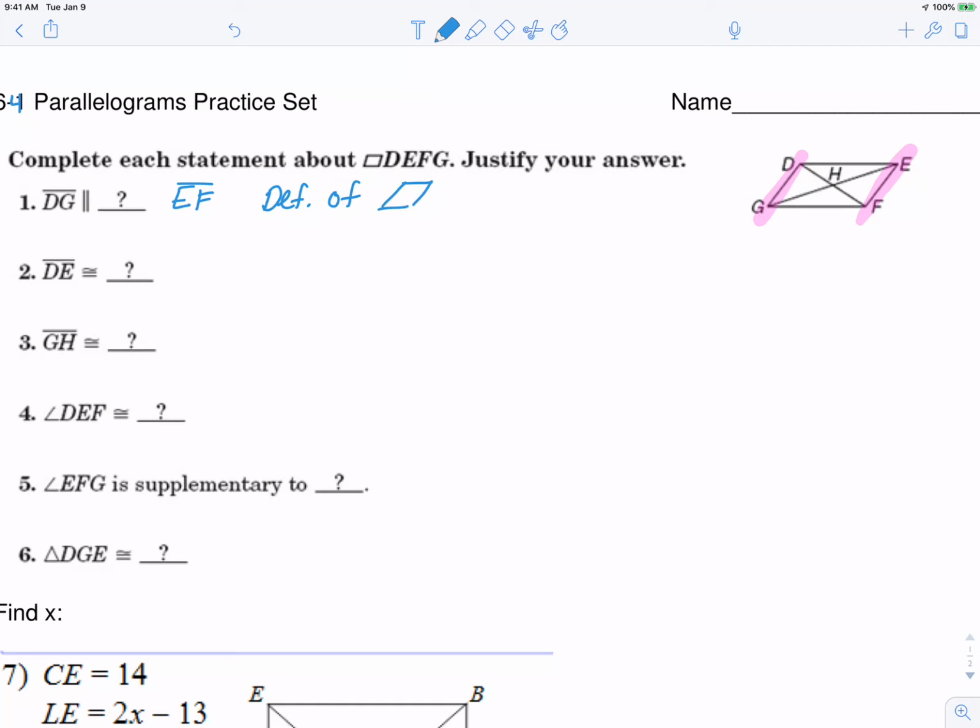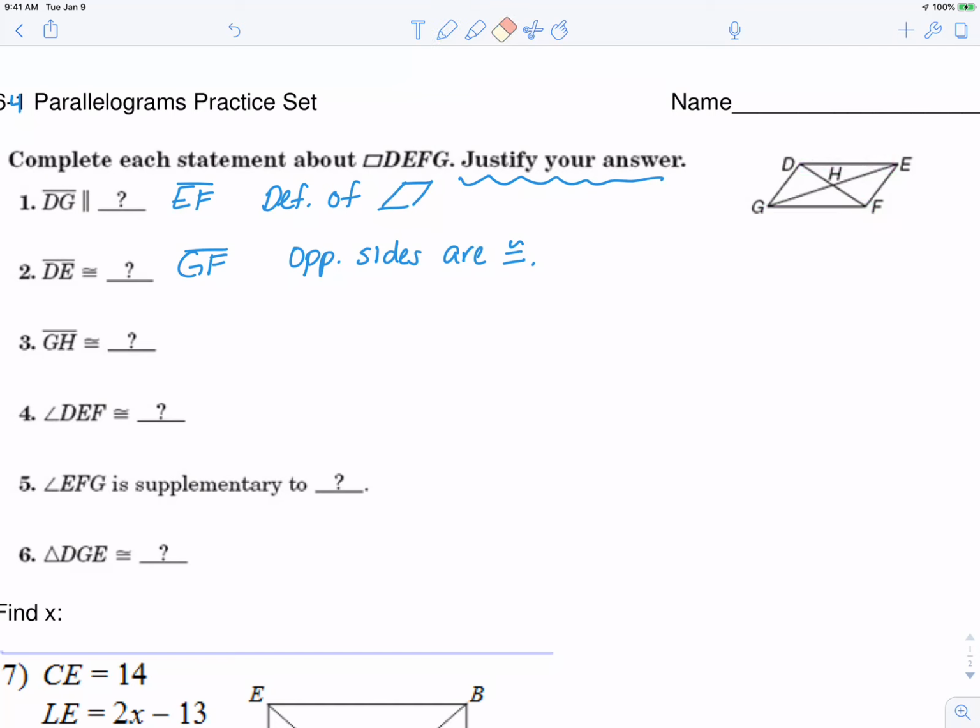Okay, number 2 is next. We want to know what DE is congruent to. DE is congruent to GF, and that is because opposite sides are congruent. Do not forget that these justifications are mandatory.